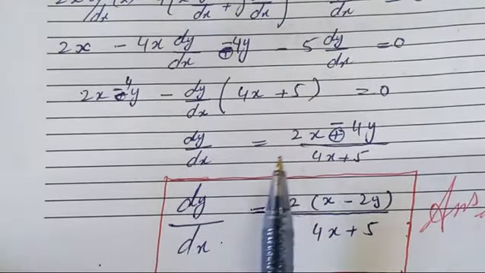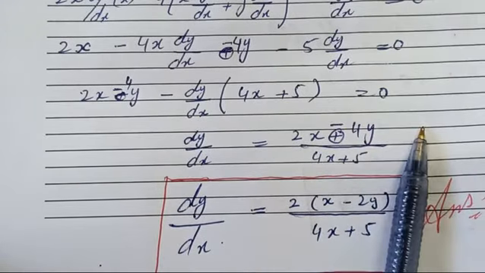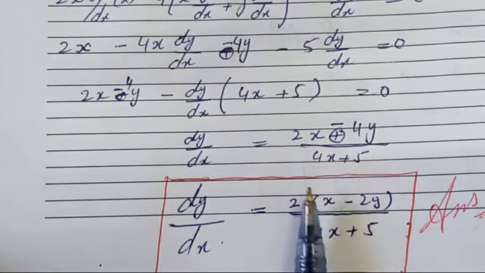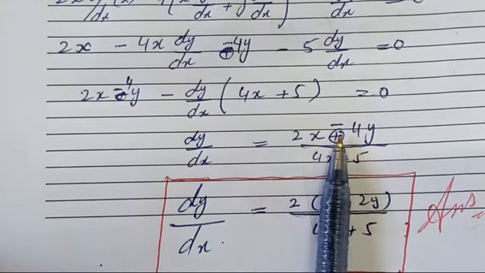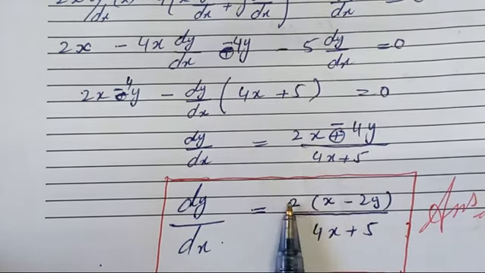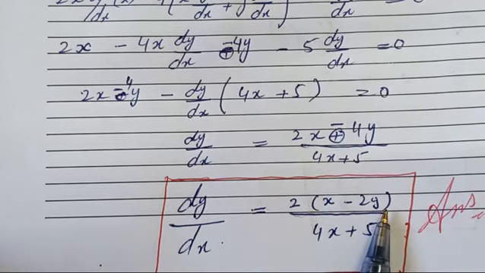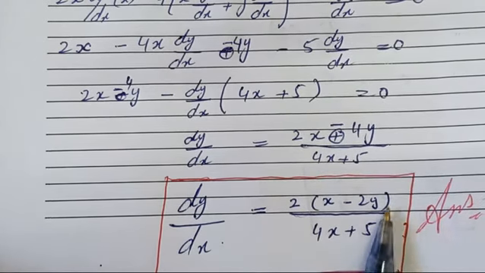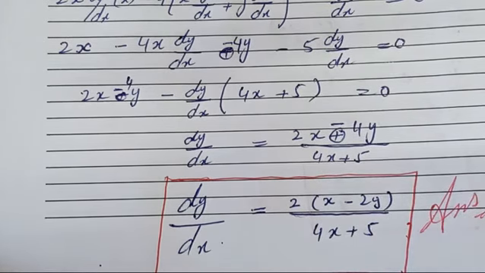So this is the exact answer. Okay, to match it with the answer of the book, take 2 common from numerator. When you have taken 2 common, it becomes x minus 2y divided by 4x plus 5. This is our final answer.